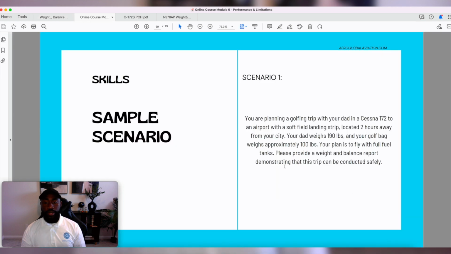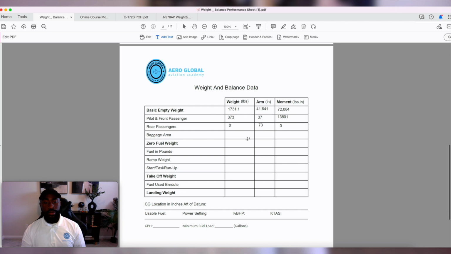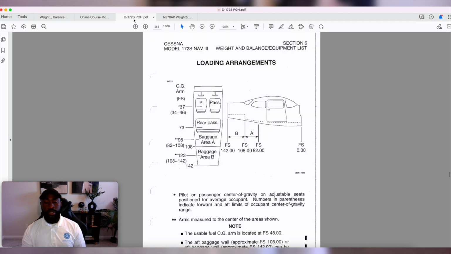So we come down here to the next section, the baggage area. And on our problem here, it says we do have a golf bag. So we're going to put our golf bag in the baggage area, which weighs 100 pounds. So we already have something for our baggage area. So we'll put 100 pounds in there. And then to get the arm, we come here to the loading page and look.